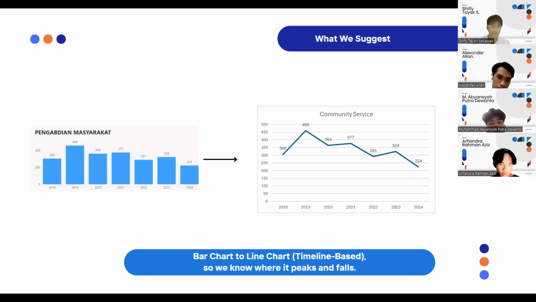So we know where the peaks and where the falls are. For example, here the peak is 460, and the fall is 224.